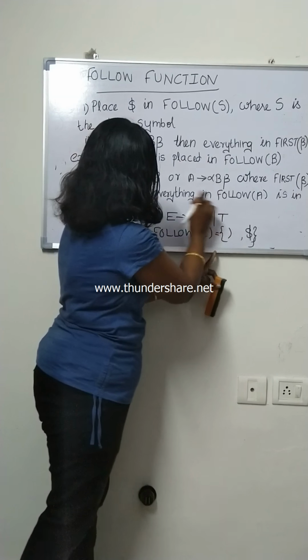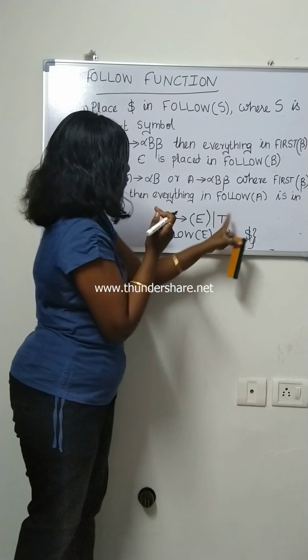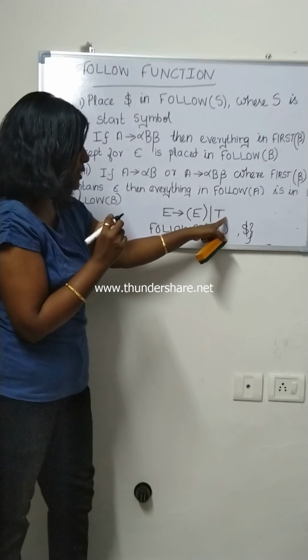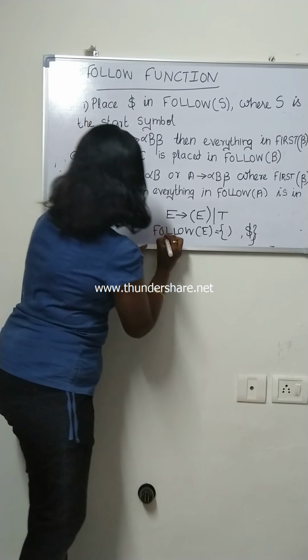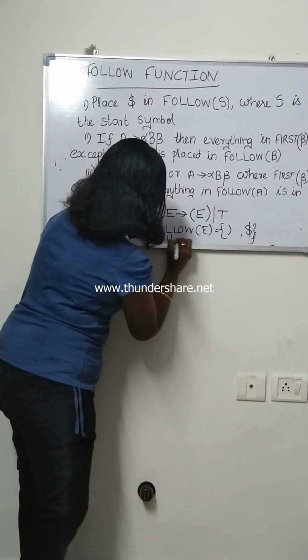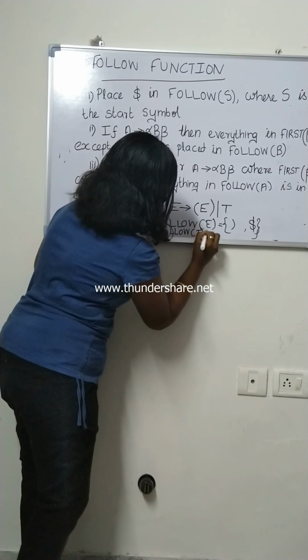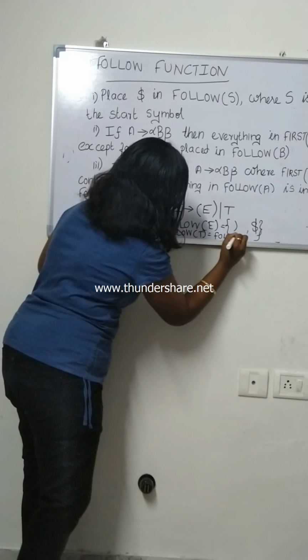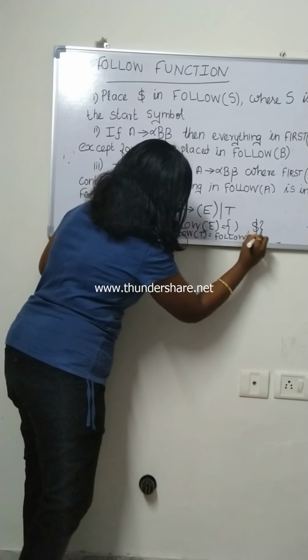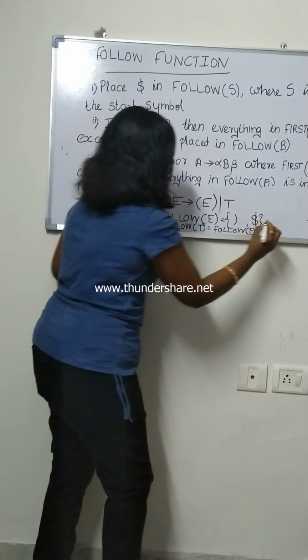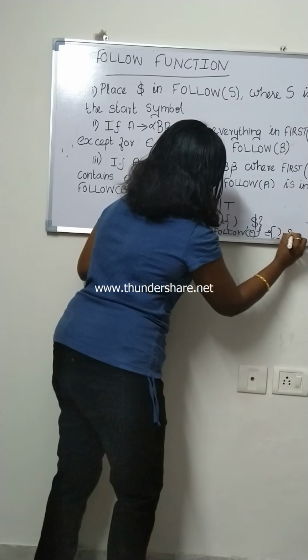So whatever I have written in follow of E will be follow of T, because after T there is no value. So follow of T is equal to follow of E, and follow of E is close parenthesis and dollar.